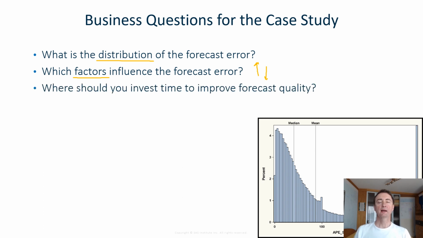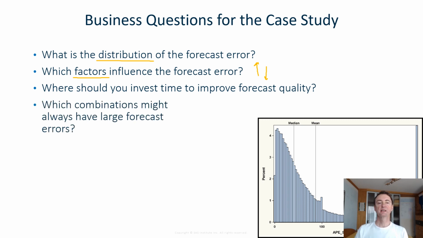They would also like to find out where it makes sense for the data scientists to invest more time in order to improve the forecast quality, and also to see which combinations of forecasts of products being launched in a certain time frame in a certain product group might always have a larger forecast error. And finally, also the question whether the manual overrides of the demand planners really improve the forecast quality.